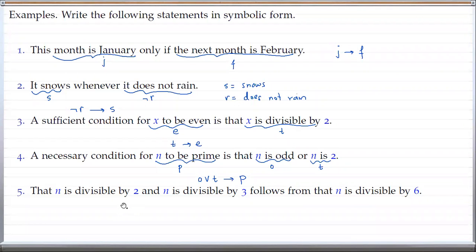Now the last example here, that n is divisible by 2 and n is divisible by 3 follows from that n is divisible by 6. In this case, we have this implying these two statements. So if I denote the first one by T, this one by H, and this one by S, then we have S implies T and H. Maybe I can use parentheses here and here also.